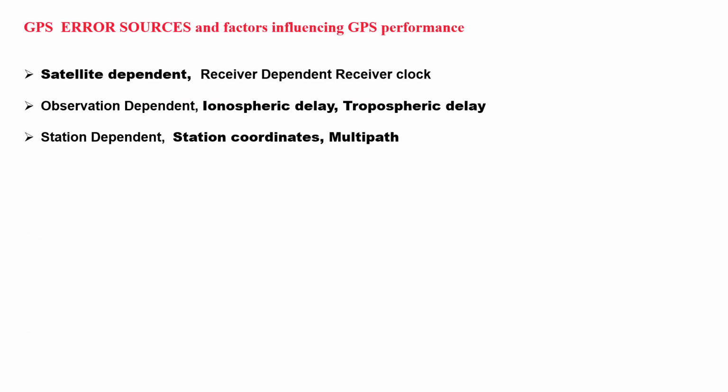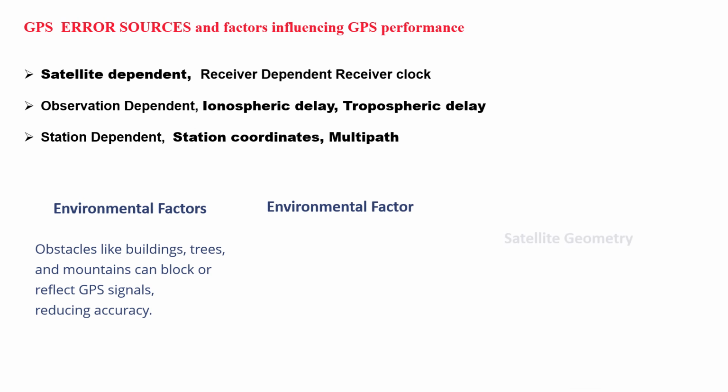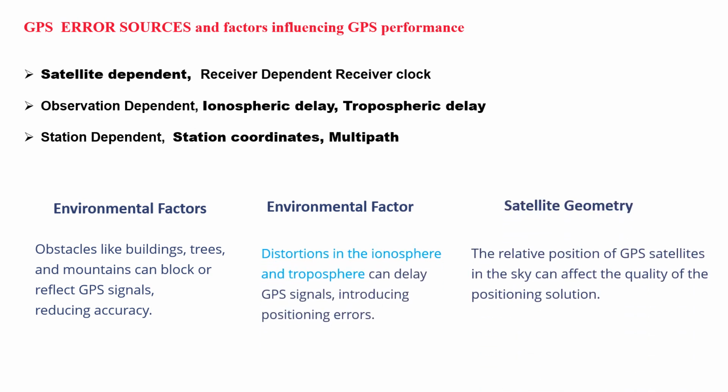Now, when we are talking about the GPS system, signal and satellite, the main thing that comes up is the error sources, which are mainly satellite dependent, observation dependent, and station dependent. For observation dependent errors, ionospheric delay and tropospheric delay contribute much to the GPS error sources. And there are the receiver clock and the satellite clock. There are many factors that I am just enumerating.